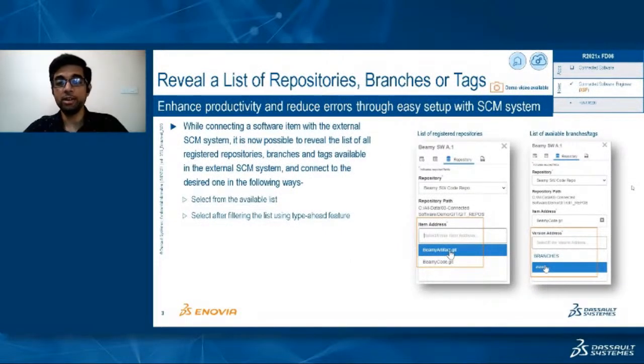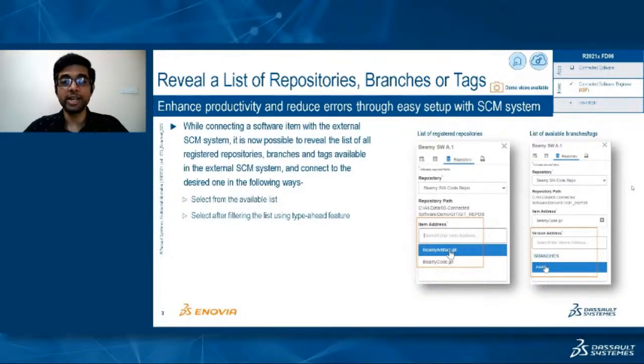Now you can reveal the list of repositories, branches, as well as the tags and connect them with the software items. In this way, you can enhance productivity and reduce the errors which you might commit while you are setting up the SCM system for your software items.